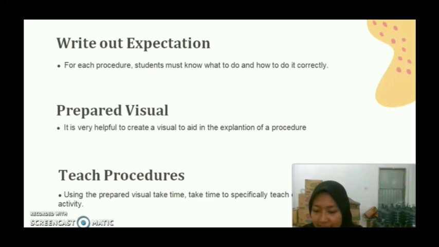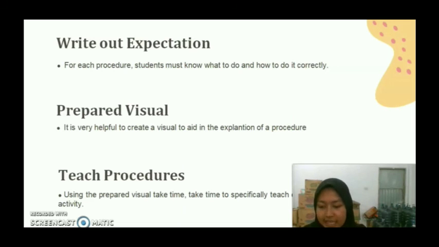And then the A is for assistance. How should the student ask for the teacher's help? And the last, the C is for conversation. Are the students allowed to talk? If so, to whom?